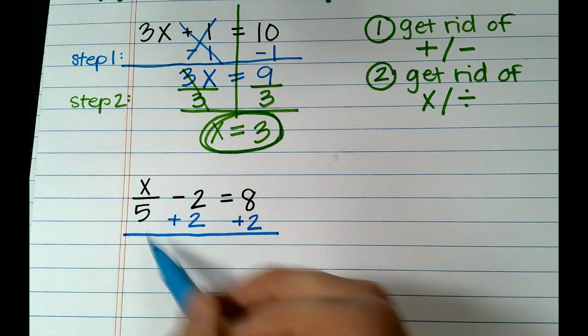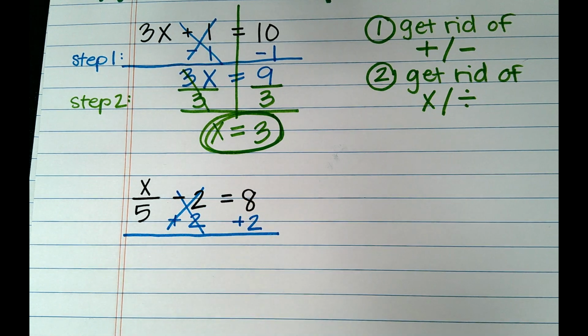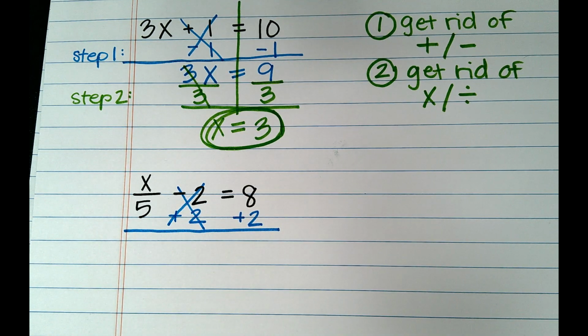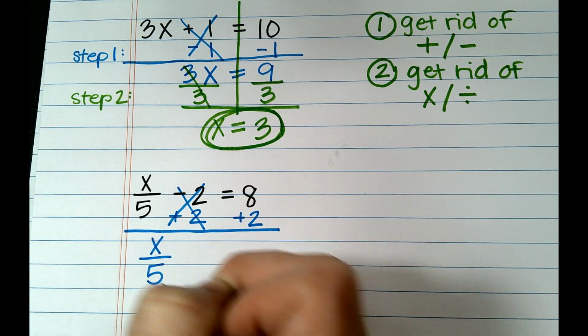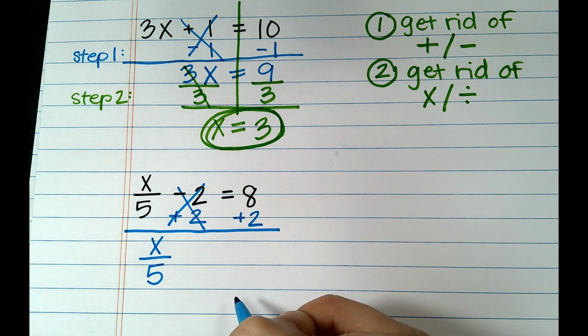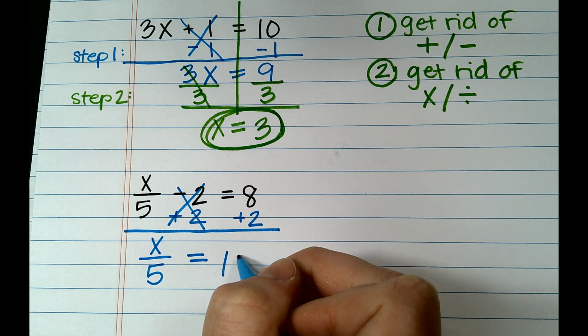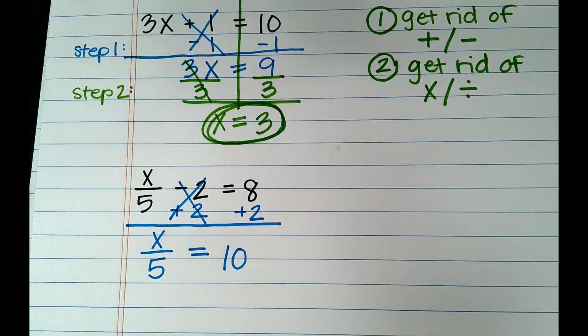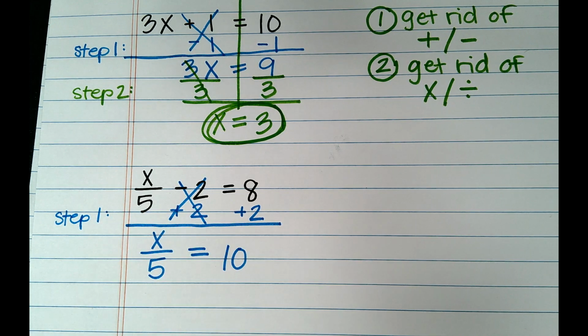And what happens to my 2's? They cancel. Okay. I do the next step. We're going to bring x over 5 down, and the equal sign. And 8 plus 2 is 10. Good. So that was step 1. We added 2. And you don't have to label your steps. I'm just doing it for the sake of notes.